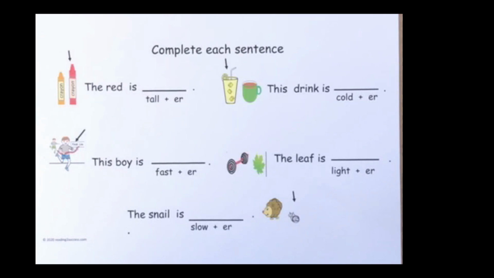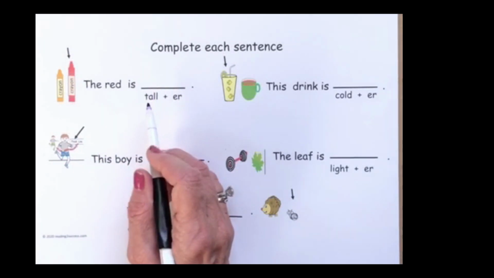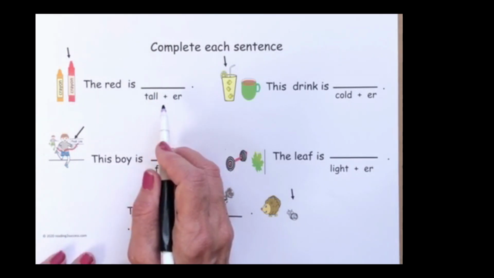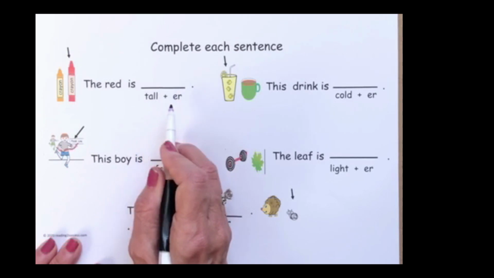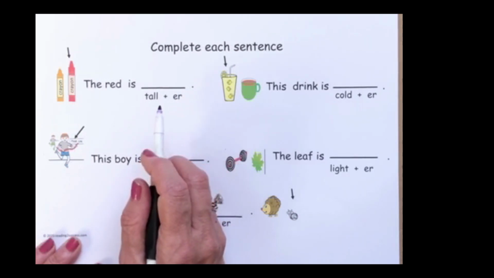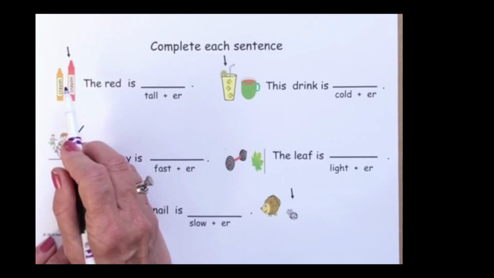Now we're going to have kids complete the suffix er. This is the second one that is a comparison of two things, persons, places, or animals. So let's look at the first one. This is the word we will be putting in the space. And the root word is tall, and the suffix is er. So the word is taller. So something is taller than the other, and it is the red crayon.